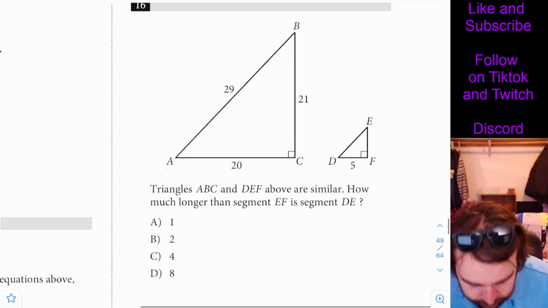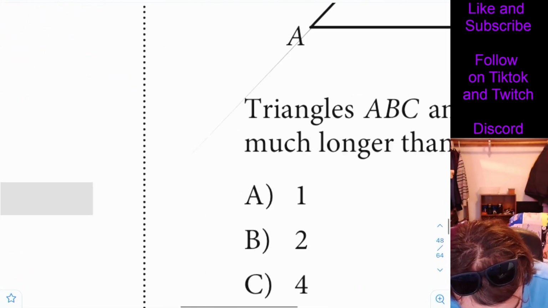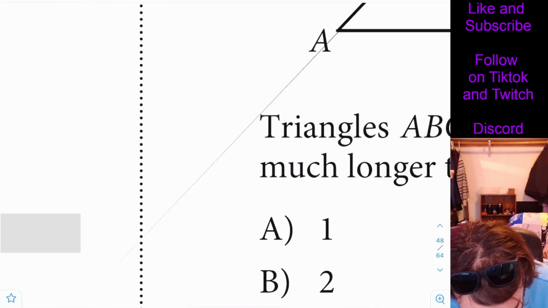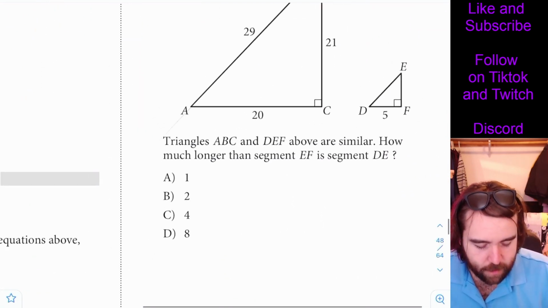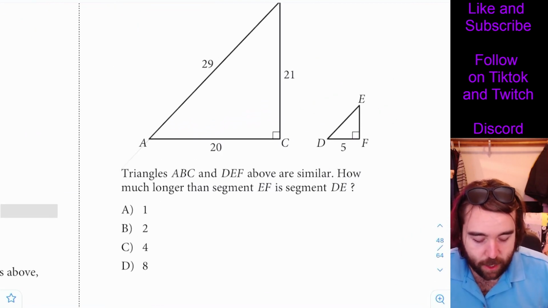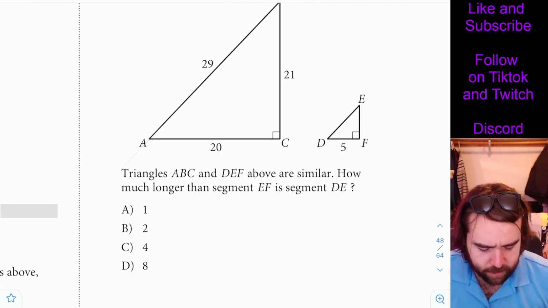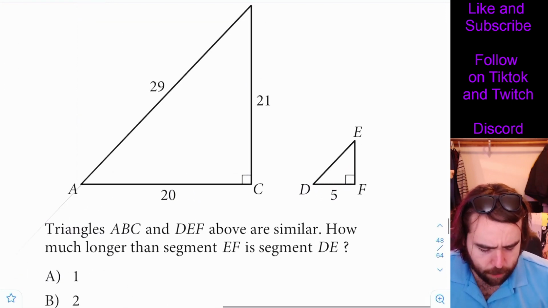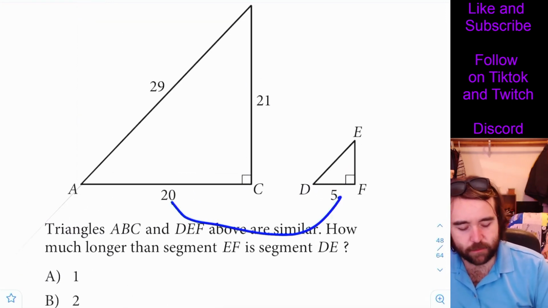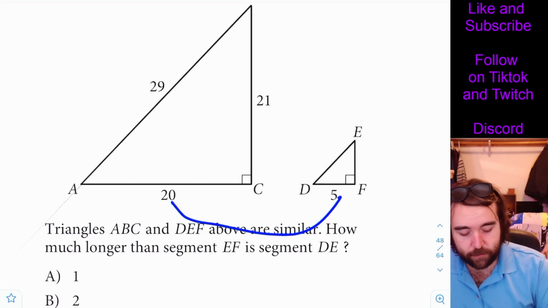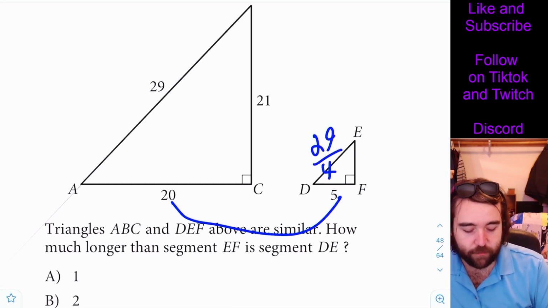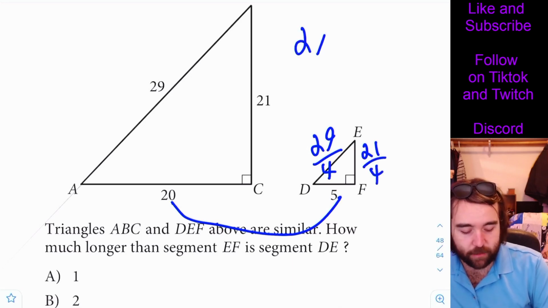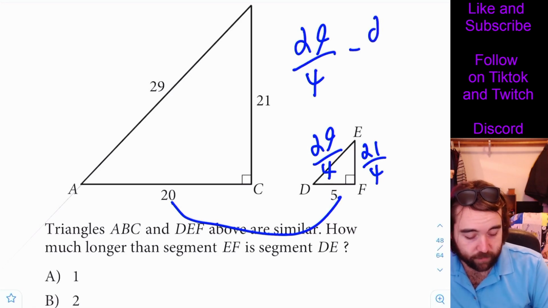Okay, similar triangles. Look at that line. Whoa, that's weird. Anyway, so they tell us they're similar. How much longer than segment EF is segment DE? Okay. So it looks like we know they're similar. So this is a whole divided by 4 situation, which means that this hypotenuse is 29 divided by 4. And then this is 21 divided by 4. And it does work out pretty easily, but we could have avoided fractions if we wanted to.